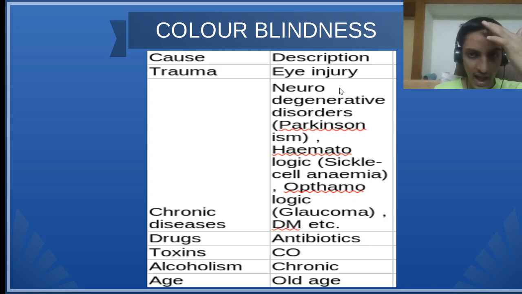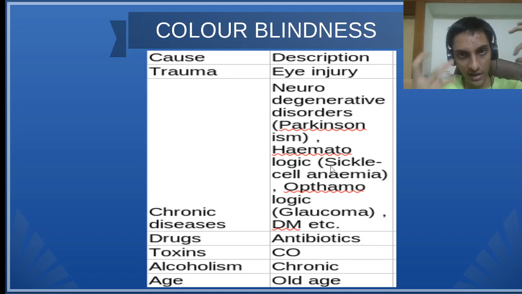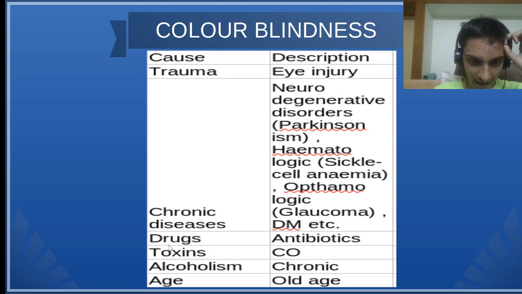So trauma is the eye injury. Chronic diseases, you are seeing the neurodegenerative disorders like Parkinson's. And hematologic, that is sickle cell anemia. Ophthalmologic, related to the eye, glaucoma. And also DM, diabetes mellitus. And drugs, any kind of antibiotic. Toxins, mostly carbon monoxide. Alcoholism, chronic, for a longer duration. And age, very common in old age.